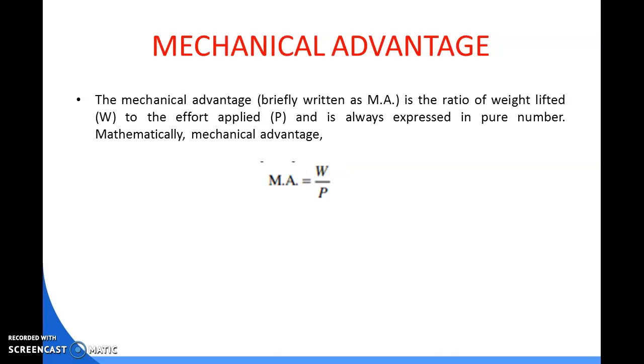Now another technical term related to lifting machine is mechanical advantage, which is simply known as MA. The mechanical advantage is the ratio of weight lifted to the effort applied, and it is always expressed as a pure number. That means the mechanical advantage has no unit. Mathematically, mechanical advantage or MA is equal to W by P, where W is the weight lifted and P is the effort applied.